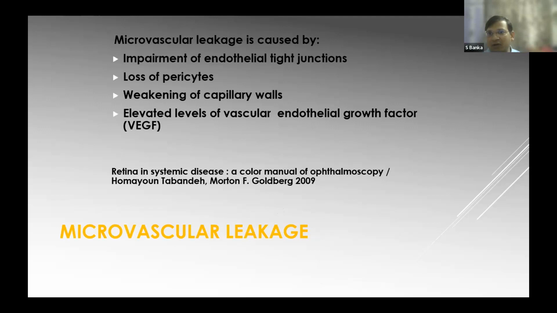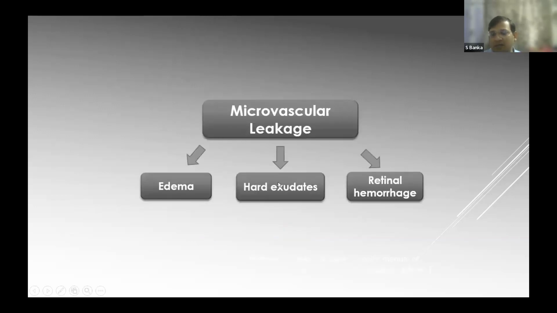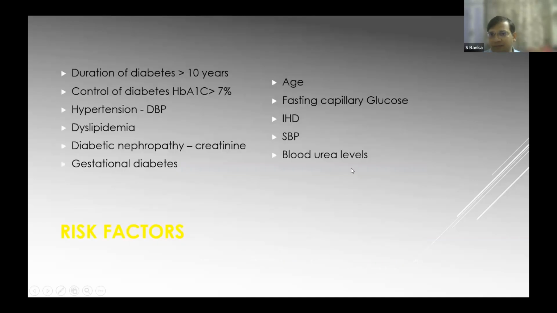The other method of visual loss is because of microvascular leakage. Because of deposition of advanced glycation end products, the endothelial tight junctions get impaired, and there is loss of pericytes in the capillaries. This leads to weakening of the capillary walls and can lead to leakage from the capillary walls, leading to macular edema. The leakage of lipids can lead to deposition of hard exudates and again retinal hemorrhage.